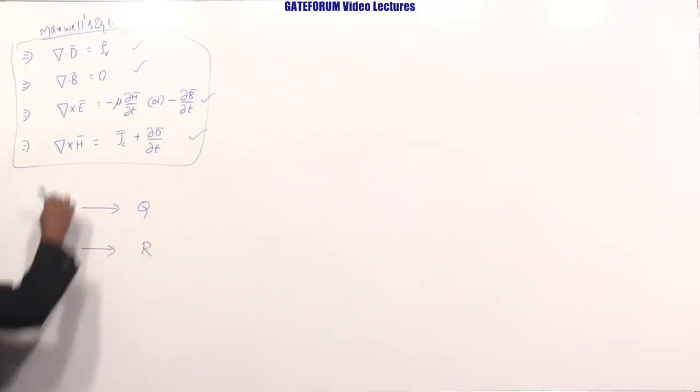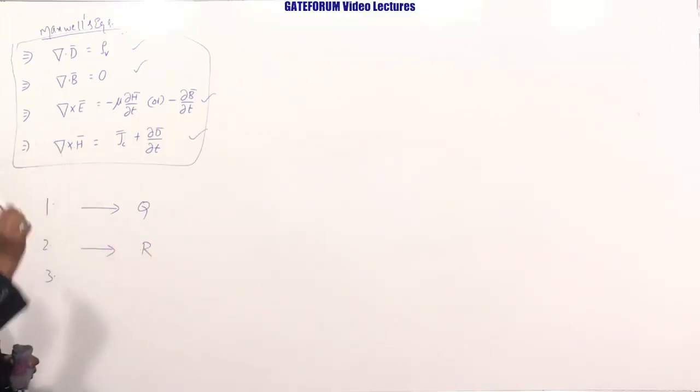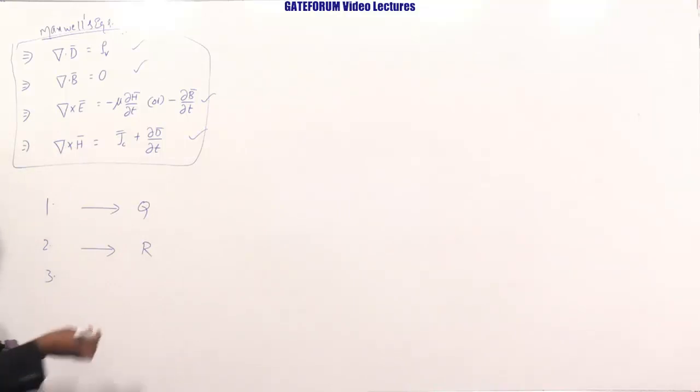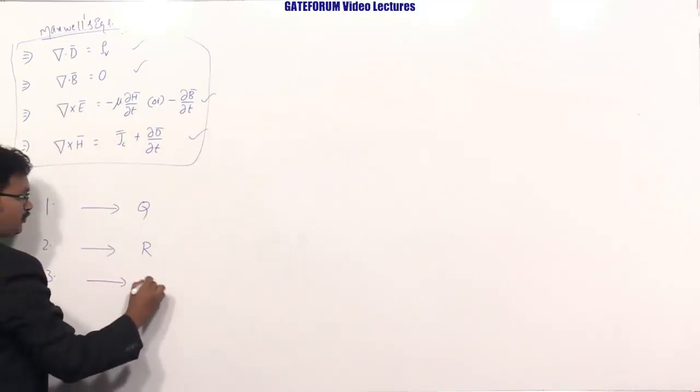And the third Maxwell's equation they have given is divergence of B bar. Divergence of B bar is equal to 0. So it will match to P. The third one will match to P.